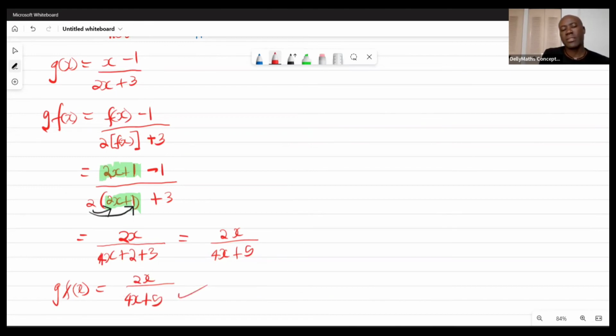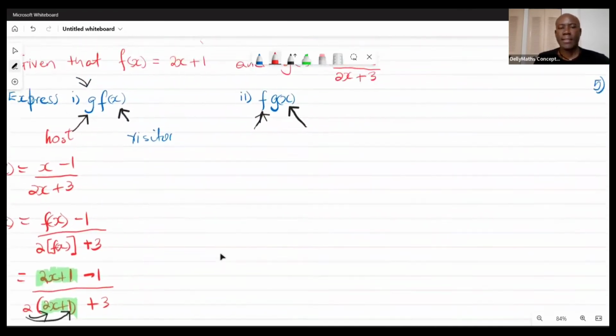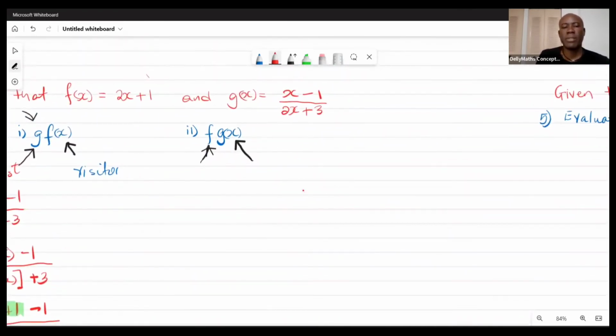All right, so that's our first composite function, where a function goes into the other function. Let us now look at the next one. So the next one that we're going to be looking at, as you could see, it is red. The f of g of x, which means that I'm going to be writing my f function first. It's the host. And it is 2x plus 1.